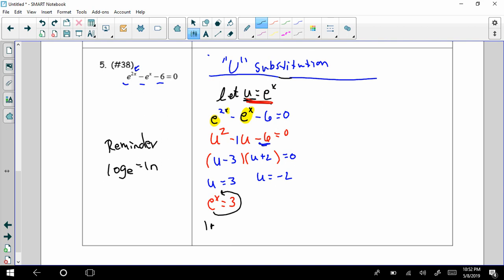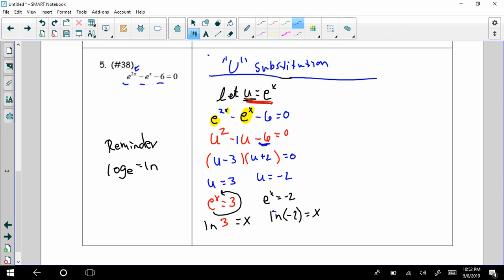And so the natural log of 3 is equal to x. Okay, and you can just type that in your calculator. You should have a natural log button. I'm going to come over here real quick before I switch screens and do the same thing. e to the x is equal to negative 2. Well, the natural log of negative 2 is equal to x.